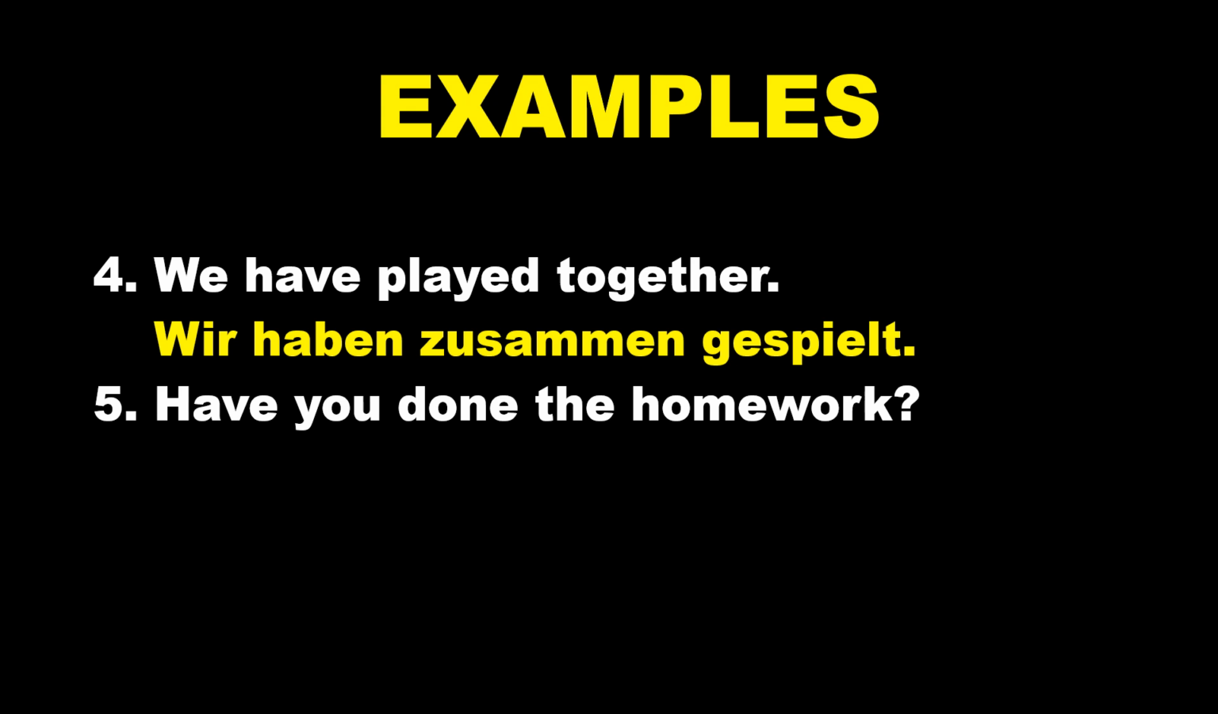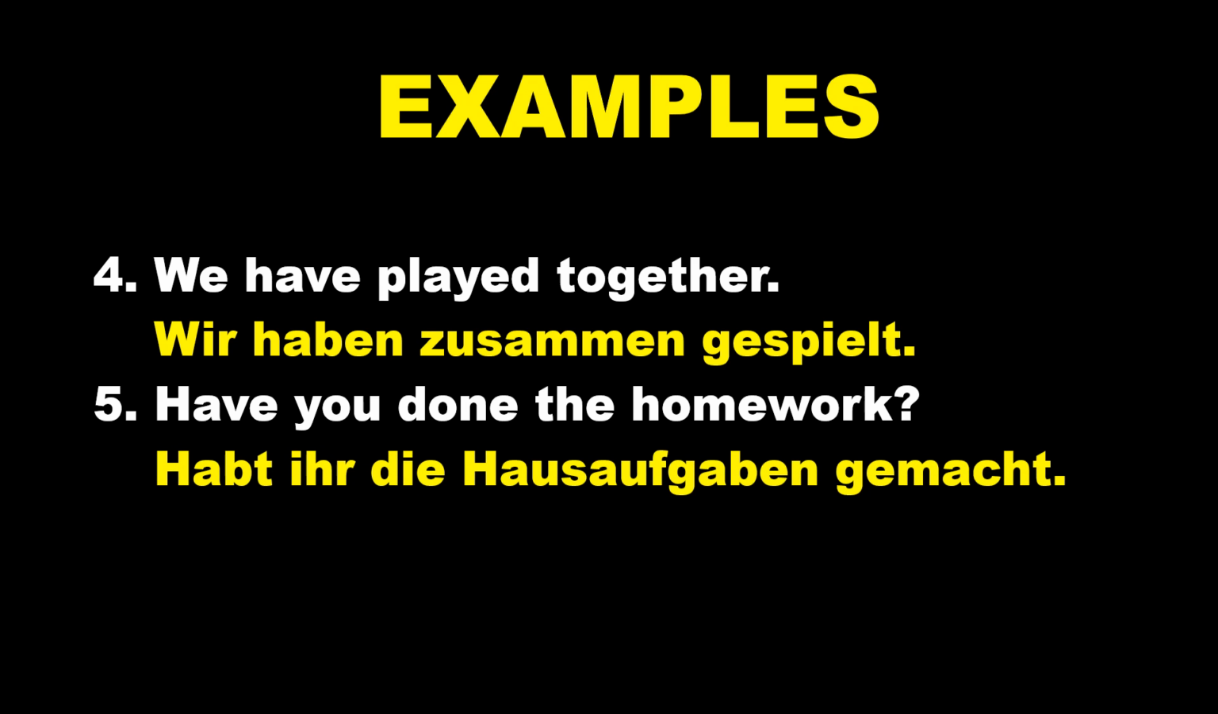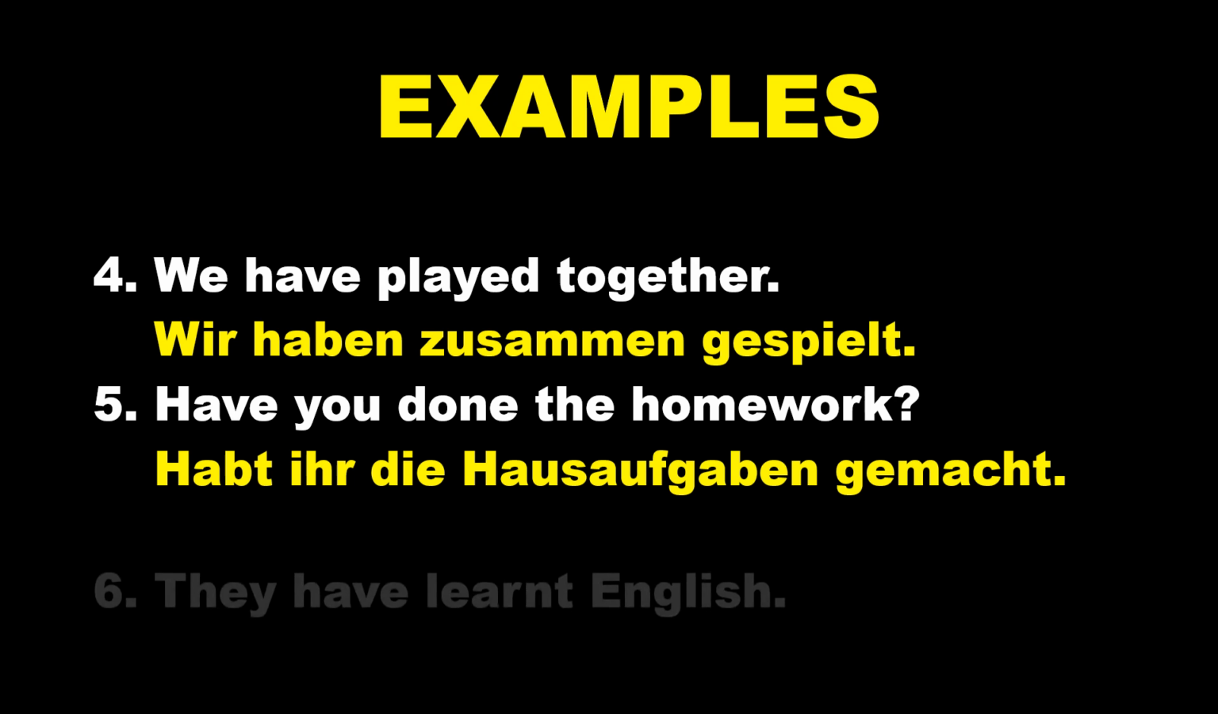Let's see one more example. Have you done the homework? Habt ihr die Hausaufgaben gemacht? So here it's a question. Habt is the helping verb. If it were not a question, the helping verb would come at the second position. But here it's a question, that is why the helping verb is at first position. So habt ihr, ihr is the subject, die Hausaufgaben is the object, and gemacht again the Partizip zwei form, perfect tense.